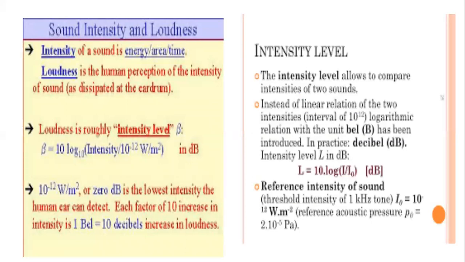Now, sound intensity and loudness. Intensity of sound is energy per unit area per unit time. Loudness is the human perception of the intensity of sound. Loudness is roughly the intensity level, and the formula is beta equal to 10 log I over I naught, in decibel. The lowest audible sound has an intensity of 10 to the power minus 12 watt per meter square, or 0 decibel, which is the lowest intensity the human ear can hear. So a sound of 10 to the power minus 12 watt per meter square has 0 intensity level.